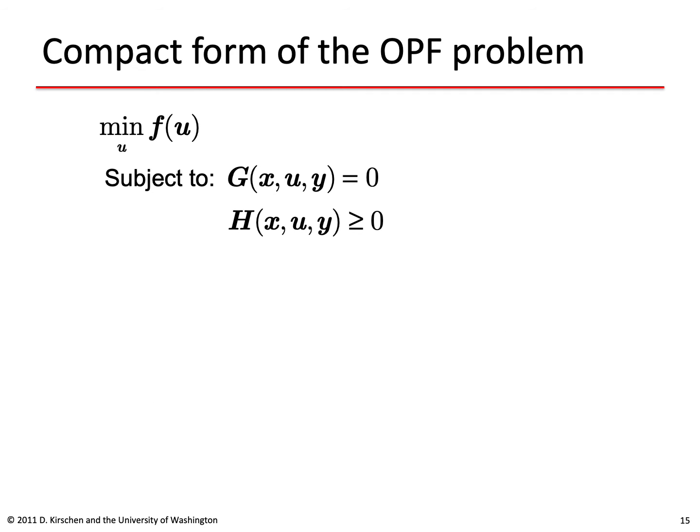The compact form of the OPF problem is therefore fairly simple. We want to minimize, over the set of control variables u, some objective function f of u, subject to a set of equality constraints g of x, u, and y that must be equal to 0, and h of x, u, and y that must be greater or equal to 0.